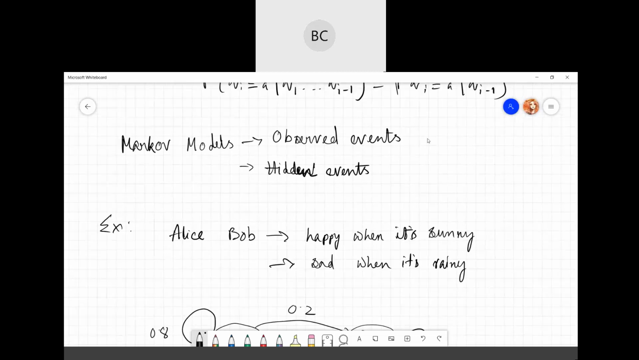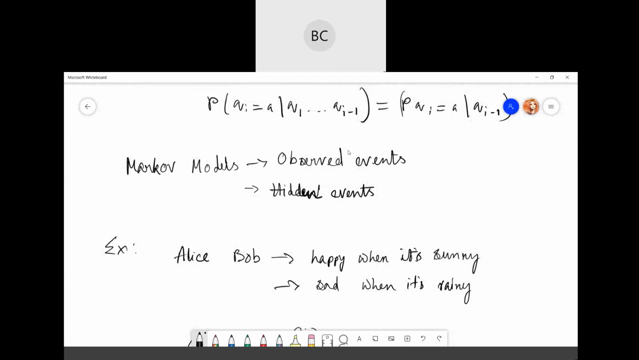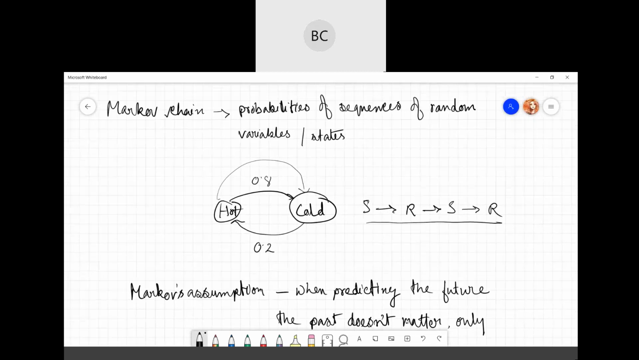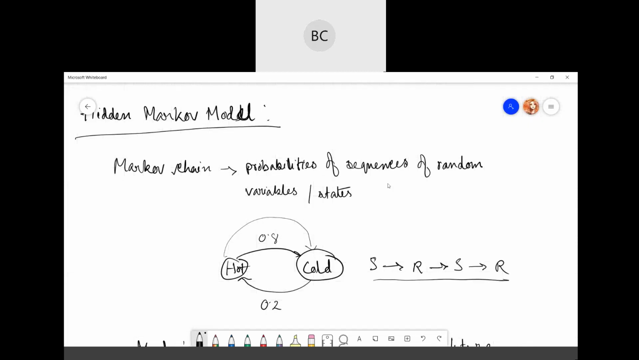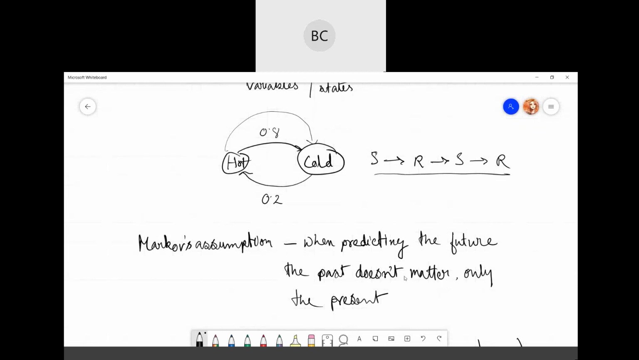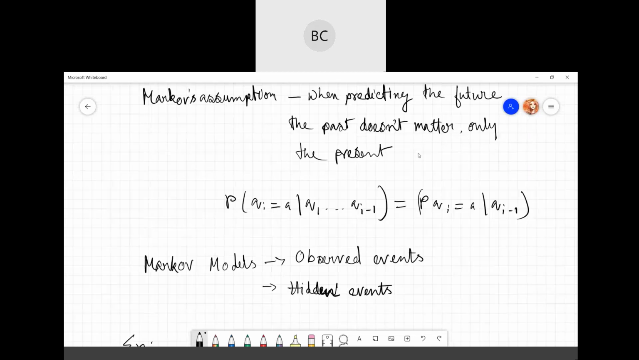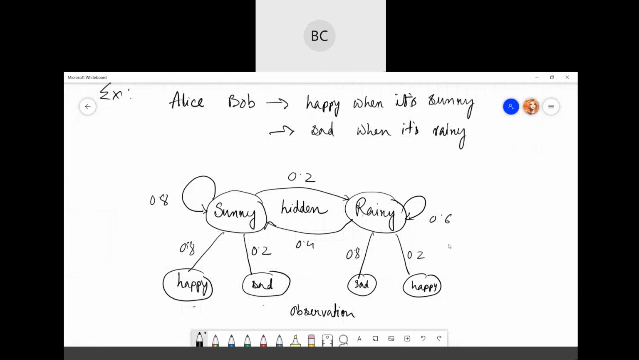Both are interdependent. Okay, so in the Markov model, there are two things: observed events and hidden events. And here I said it does not care about the past. Your next situation is based only on today's events, so I can predict tomorrow's things. It's not like I'm going to take the whole past history.